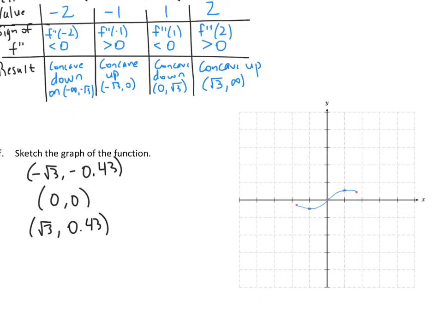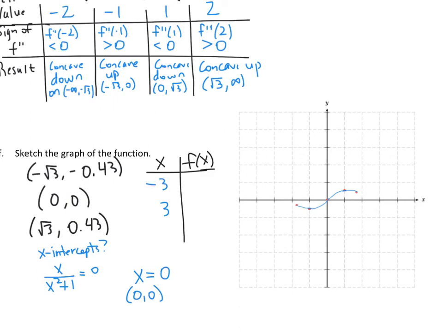Also, what I want to point out is whether or not we have any more x-intercepts. We certainly cross the x-axis at (0, 0). Recall, to find x-intercepts, we set our function equal to 0 and solve for x. Setting our original function equal to 0, we get that x equal to 0 is our only x-intercept. So our only x-intercept is (0, 0). So as we finish this graph, we can't cross the x-axis anymore.